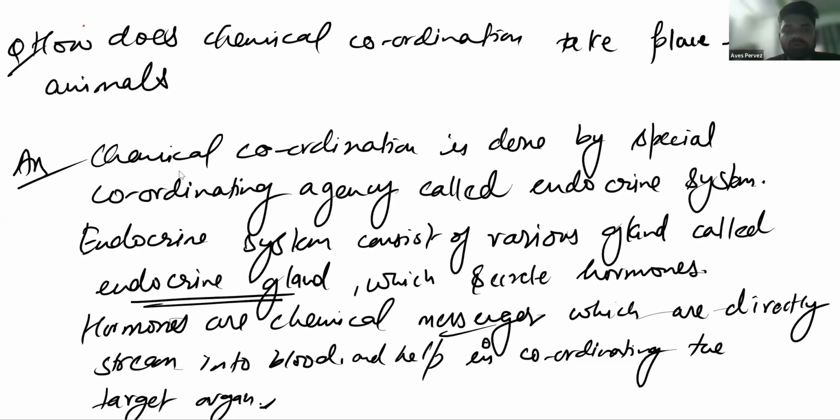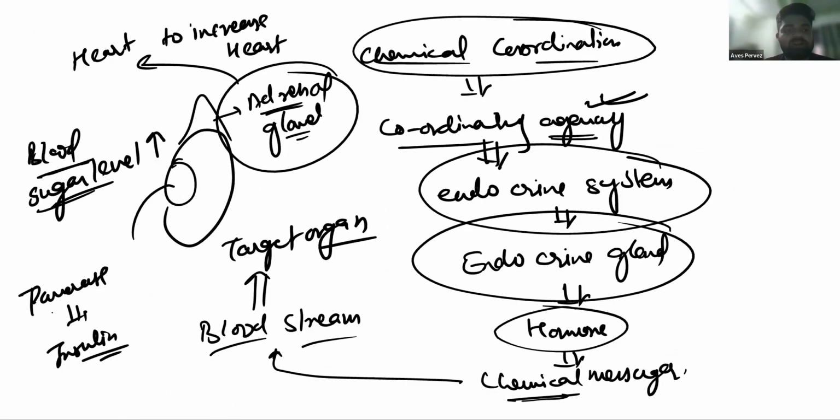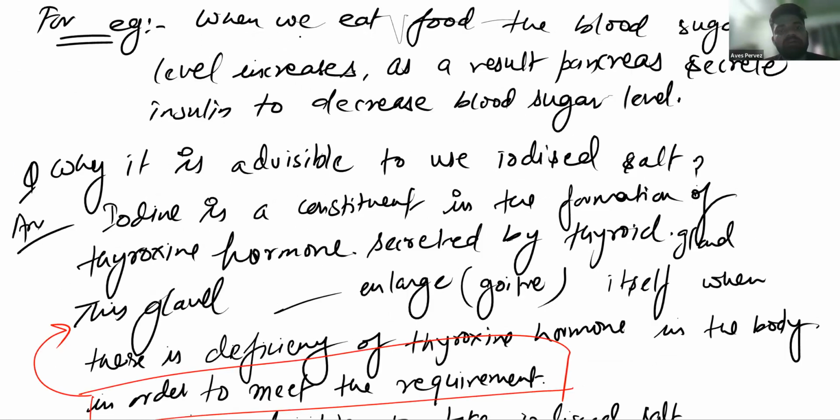Now you have to write the examples also. I'm going to explain how chemical coordination takes place. This is an NCERT question. Chemical coordination is done by a coordinating agency called the endocrine system. The endocrine system consists of various glands, the endocrine glands, which secrete hormones. Hormones are the chemical messengers, that you know very well, which are directly streamed into the blood and help in coordinating the target organ. This is important, that you need to explain it with an example. For example, when we eat food, the blood sugar level increases. As a result, the pancreas secretes insulin to decrease the blood sugar level. Okay, so note it down.